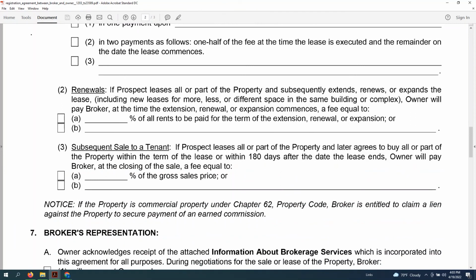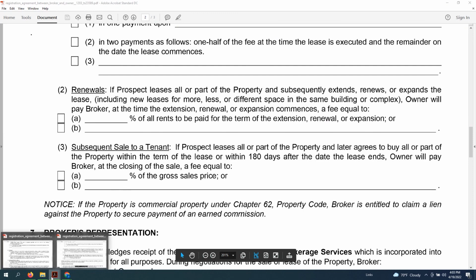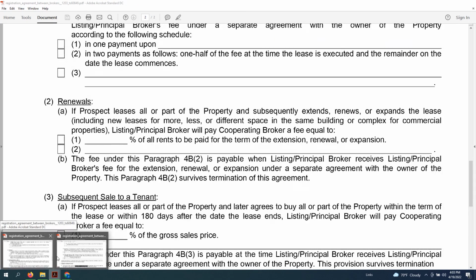So it talks about renewals here, but it's the owner. It says owner will pay broker at the time of the extension or renewal. And so you're not counting on another broker getting paid. The owner just will have to pay you. Anyways, I just wanted to make that quick point there.